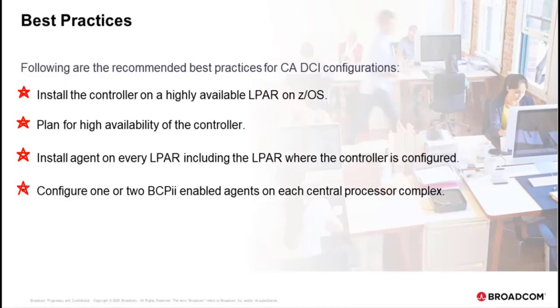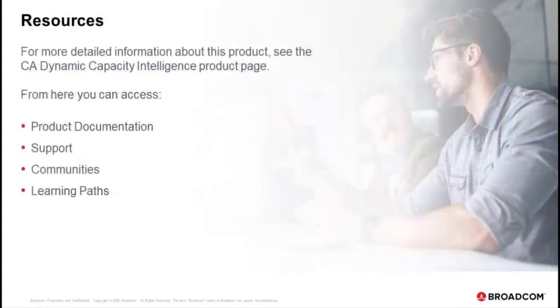In a standard setup, we recommend that you have at least one or two BCPii-enabled agents on each central processor complex. For more information about CA DCI architecture, CA DCI interfaces, and how to use the interfaces, refer to the CA DCI online documentation on techdocs.broadcom.com.